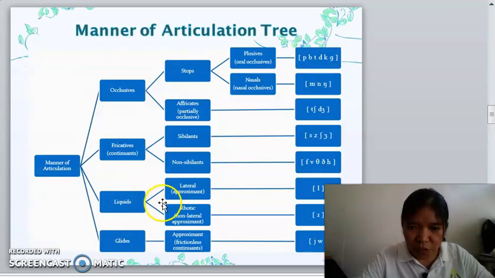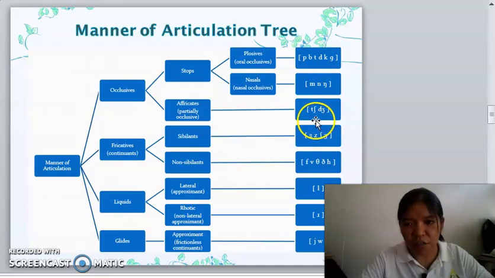What are examples of affricates? We have ch, the sound of ch here. The symbol is T, and then as if a snake-like letter. And then the sound of J. The symbol is D and a cursive Z. J, like George. We have church, and then we have George.